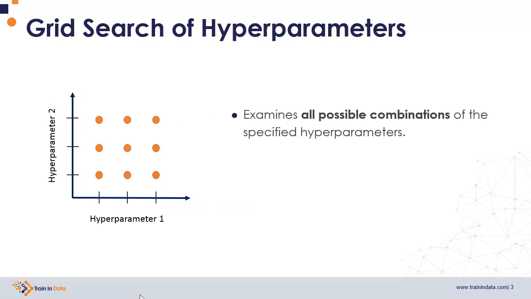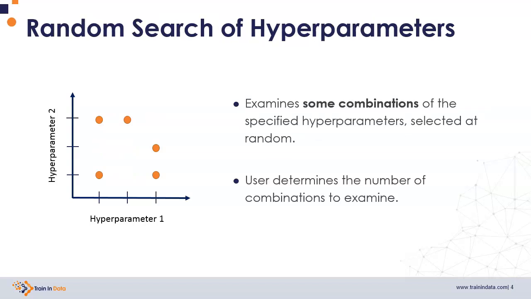Now, just to recap with an illustration, if we have two hyperparameters and we want to sample three values of these hyperparameters, with a grid search, we will examine all possible combinations of these three values, as we see here, but with a random search, we will examine some of those combinations, and these combinations would be selected at random. The user determines how many of the total combinations we should examine.